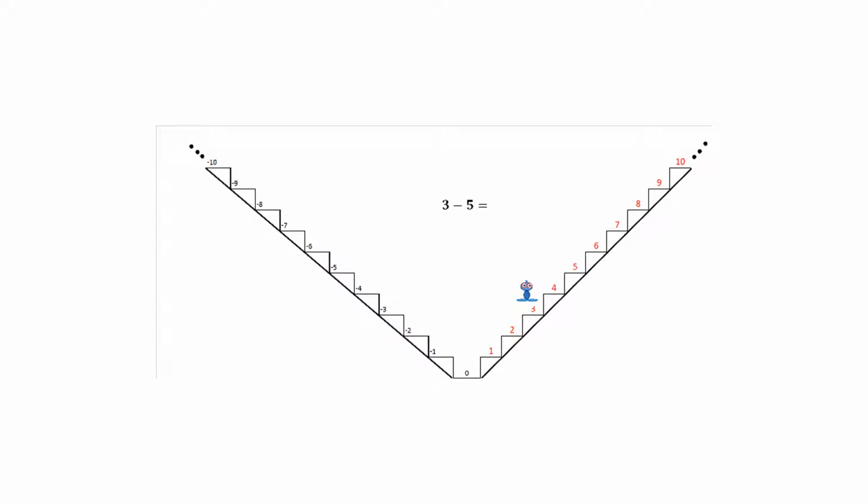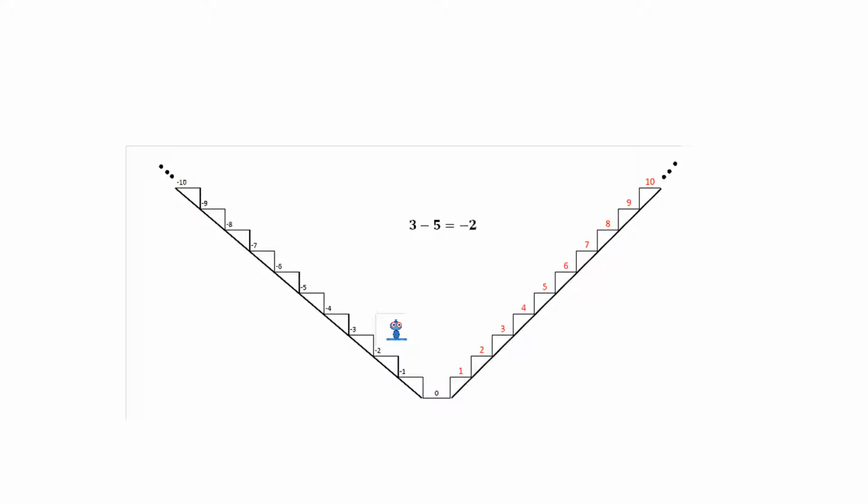We will now determine 3 minus 5. MB starts on step 3 and he's going to go to the left 5 steps. So MB started at step 3, went down to step 2, that was 1 step, step 1, that was 2 steps, step 0, that was 3 steps, climbed down to -1, that was 4 steps, and he went down to -2, that was 5 steps to the left, and we're at -2. So 3 minus 5 equals -2.